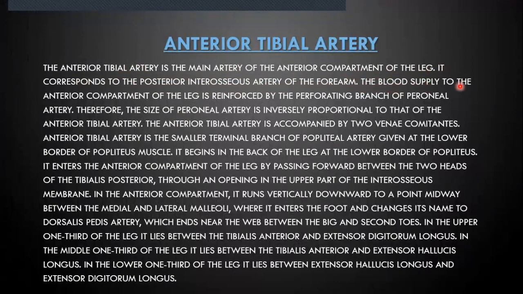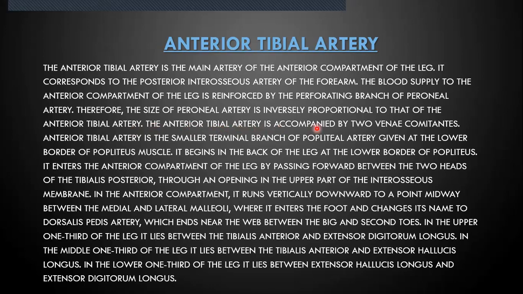Then the blood supply to the anterior compartment of the leg is reinforced by the perforating branch of the peroneal artery. Therefore, the size of the peroneal artery is inversely proportional to that of the anterior tibial artery. What does that statement mean? If the anterior tibial artery is large, then there is no need to reinforce it using the peroneal artery, so it will be small. But if the anterior tibial artery is small, the peroneal artery will be large to reinforce blood supply to the anterior compartment of the leg.